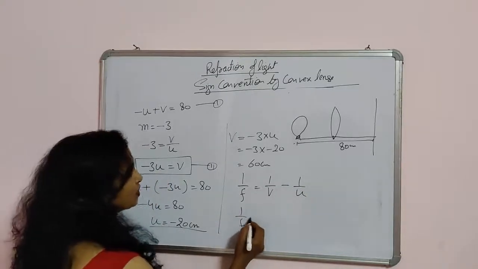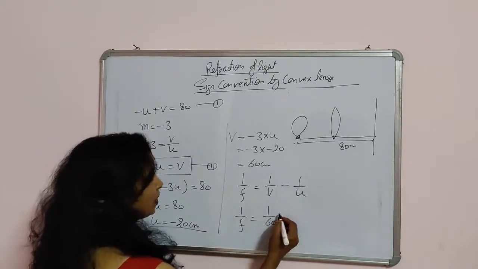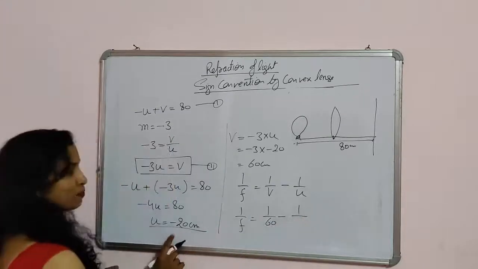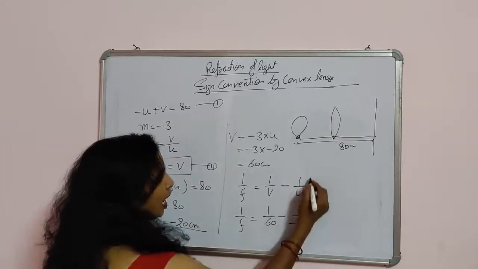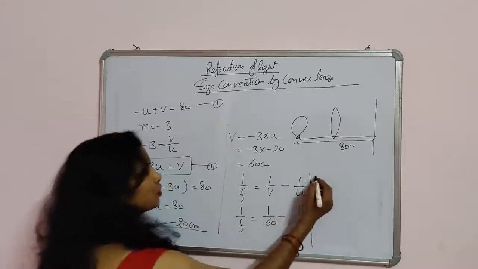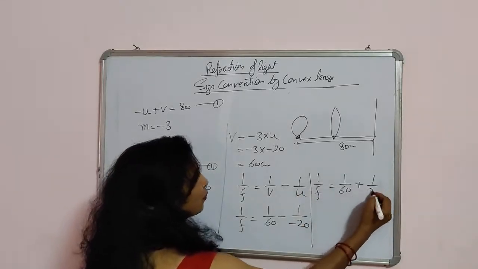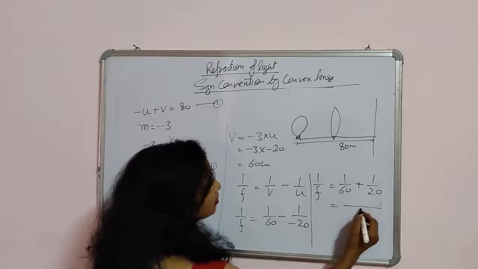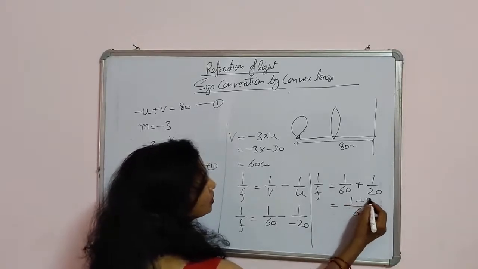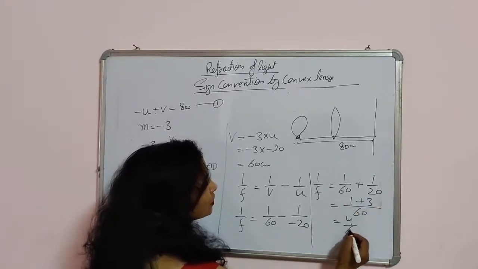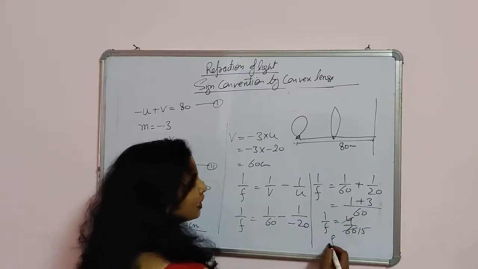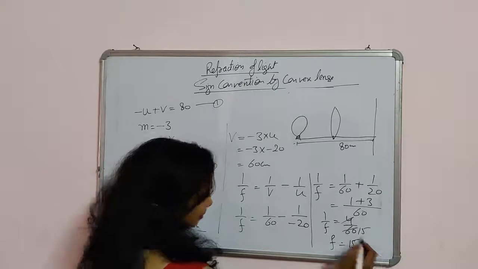So, 1 upon f is equal to 1 upon v, which is 60, minus 1 upon u, which is minus 20. And we can solve it like we do the questions of maths. It is 1 upon 60 plus 1 upon 20. And the LCM is 60, so it will be 1 plus 3. That is 4 upon 60, 1 upon f. Cancelling out by 15 times, we get the value of f is equal to 15 centimeter.